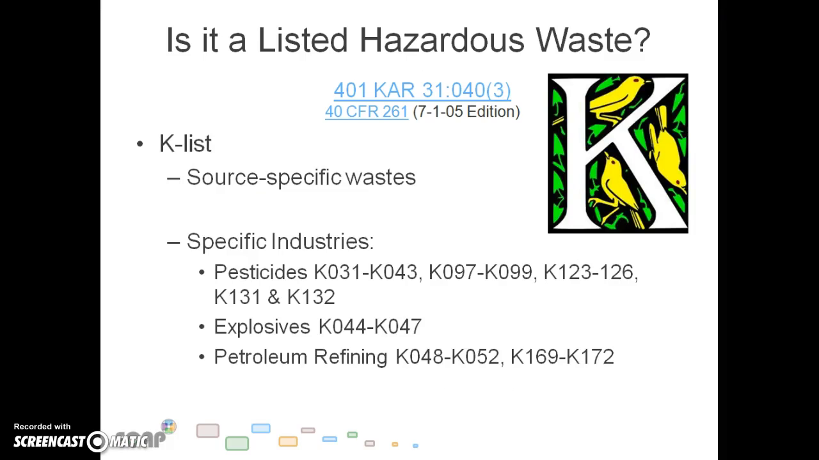The K-listed wastes are identified by specific industries. Specific industries include pesticides, explosives, petroleum refining, etc. Source-specific wastes include certain sludges and wastewaters from treatment and production processes within the identified industries. One K-listed waste may apply to more than one source-specific classification.